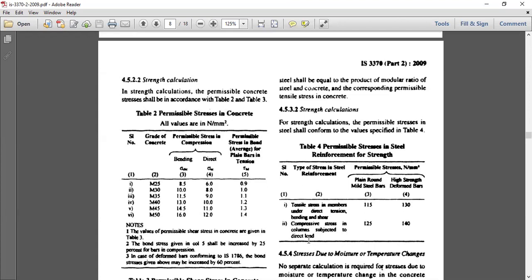The second value is for the column. So we don't require this value, we require only these two values. So you have to remember these two values because we have to check in the numerical with these permissible values.